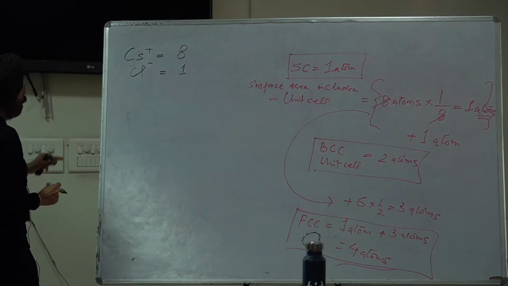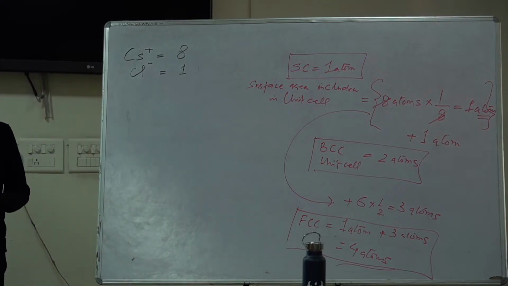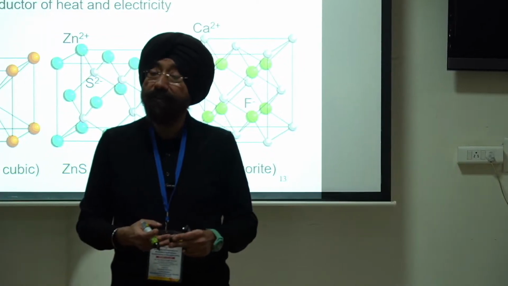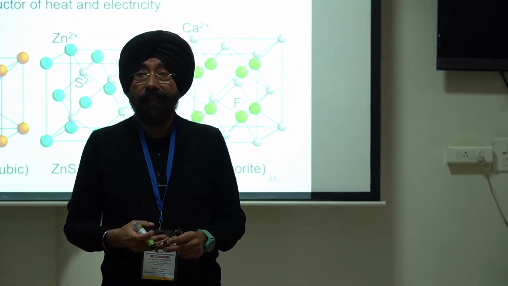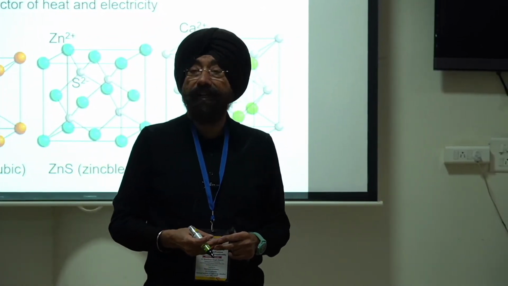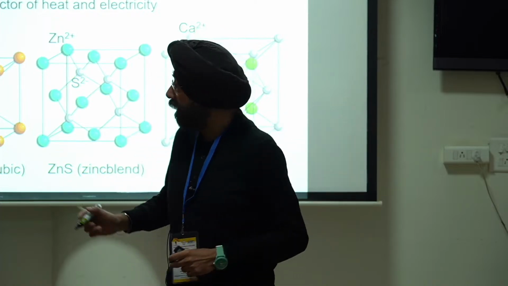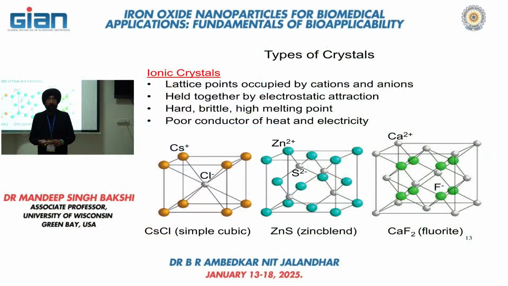Now, if you look at simple 8 to 1, you cannot figure out the formula. That's the confusing part. If somebody says cesium chloride unit cell is made by 8 cesium cations and 1 chloride, we cannot settle with the cesium chloride formula that is shown over here. Then, which is the correct way to represent that?